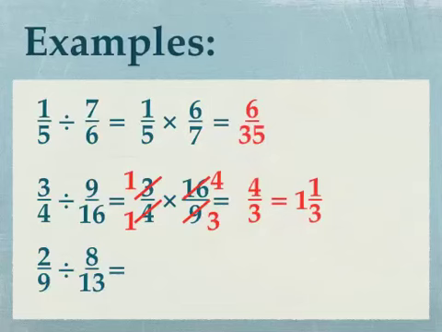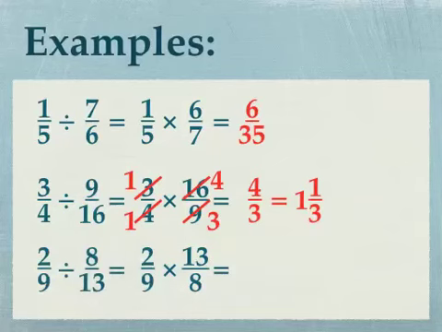The next example is 2/9 divided by 8 over 13. We need to leave 2/9 alone, and we need to change our division to multiplying by the reciprocal of 8 over 13, which is 2/9 times 13 over 8.